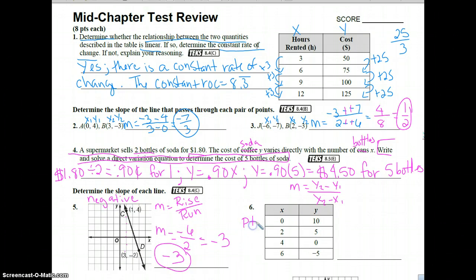Slope formula. Yeah, so we're going to call this our point 1. We'll call this point 2. I'm going to go ahead and label it. This is x1, this is x2, this is y1, this is y2. All we have to do is plug them in now. What's it going to look like? m is equal to what over what?